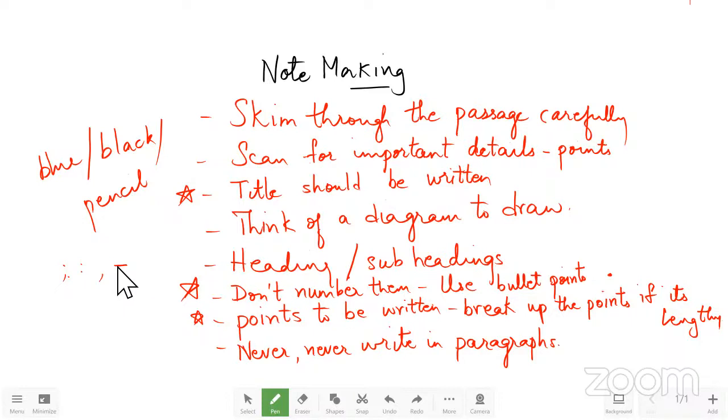And like I said, when you think of a diagram, a diagram carries a lot of marks rather than writing in point form with headings. It doesn't fetch you full marks. If you want full marks, go in for a diagram. So I hope you have understood this, children. Note making is very easy. First thing you should do is read the passage.